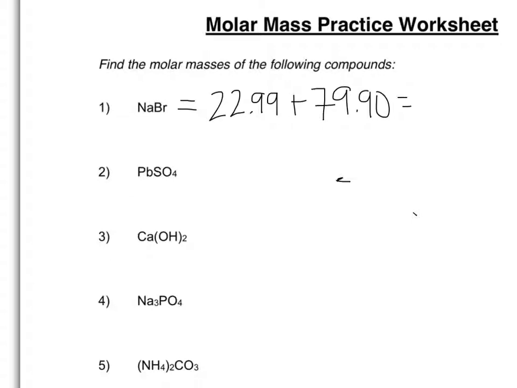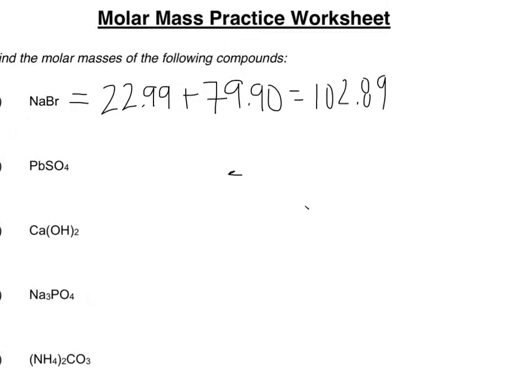22.99 plus 79.90 equals, we got 102.89. And this is going to be in grams per mole. So 102.9 grams is actually a bunch.